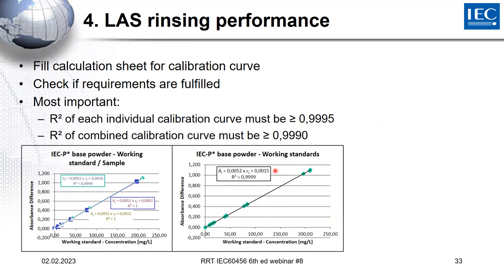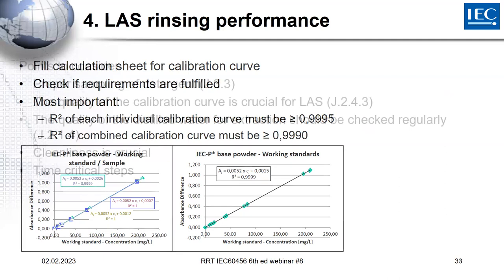You combine the calibration curves and you will also get an R squared here. And this R squared should be larger than 0.9990. And as you can see here for this calibration curve, all measurements are on the same graph and the R squared is 0.9999.